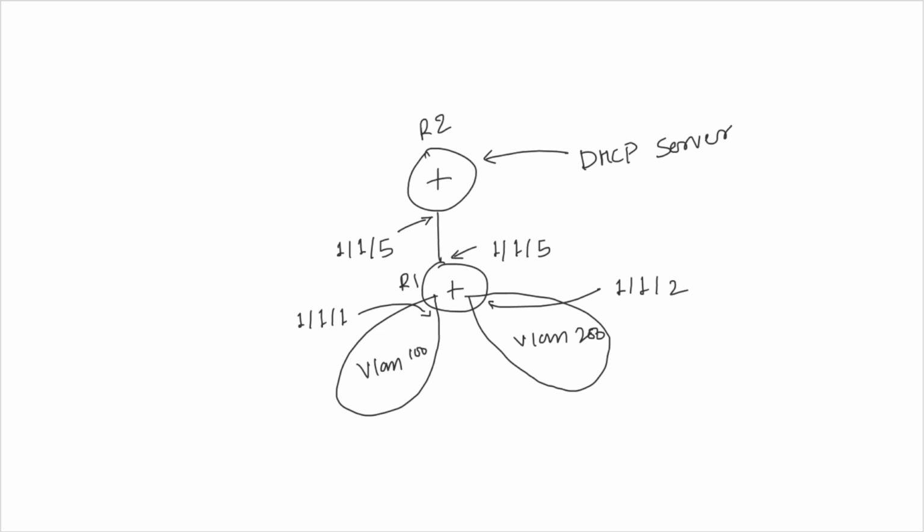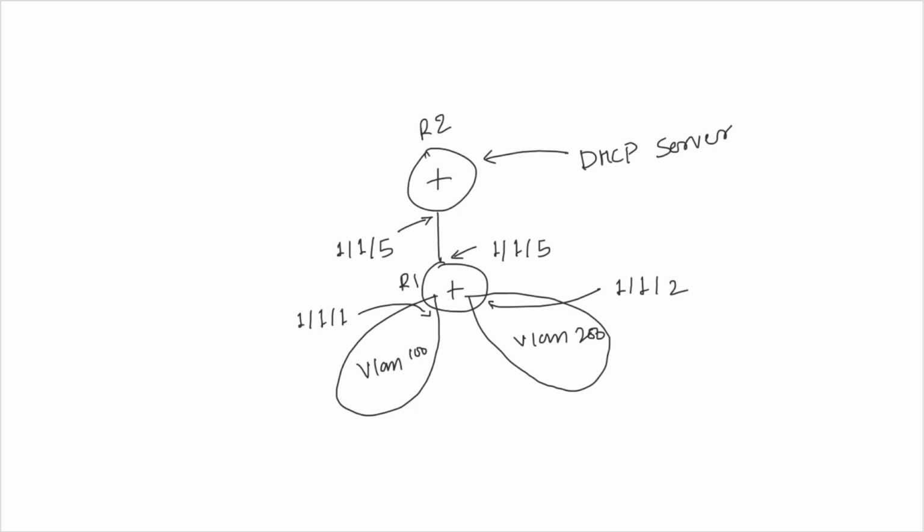DHCP server in this sort of scenario. So we have a router 1 and router 2. We'll be having VLAN 100 and VLAN 200 created in router 1, and as you can see there will be a PC connected on port 1, and that will be in VLAN 100, and a second PC, that is PC2, in VLAN 200. Now there are two different VLANs.